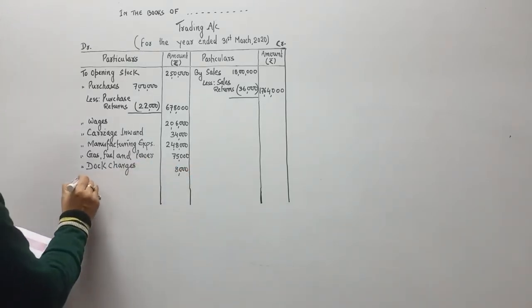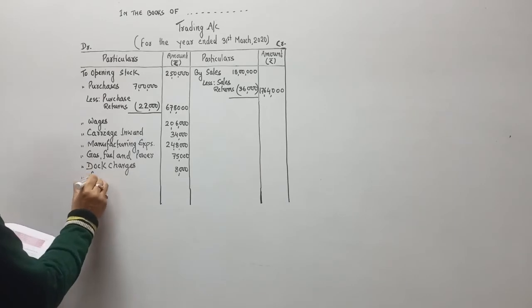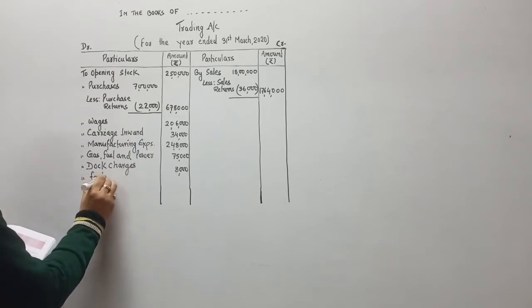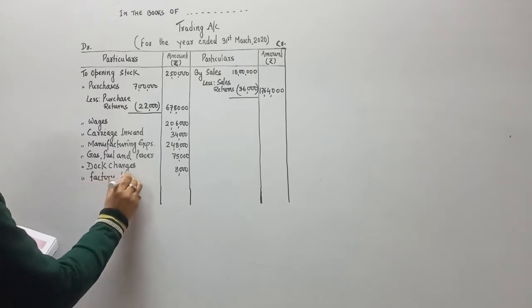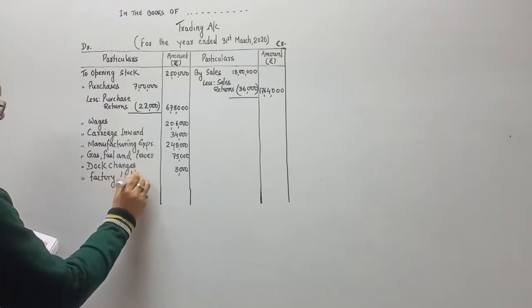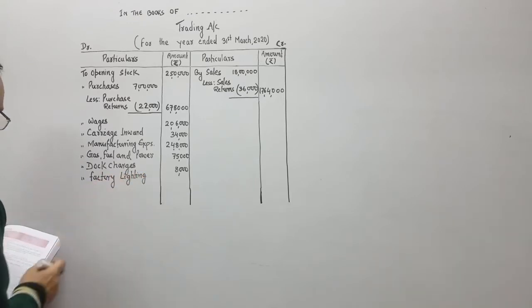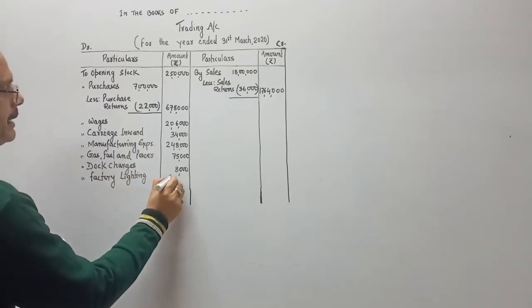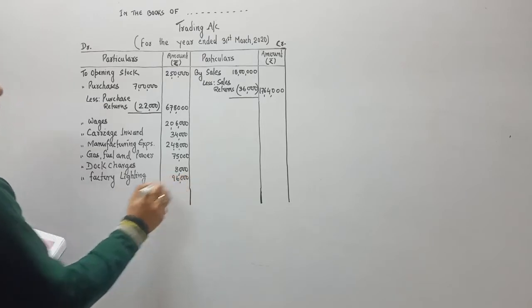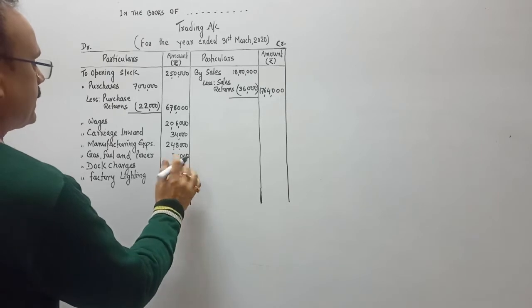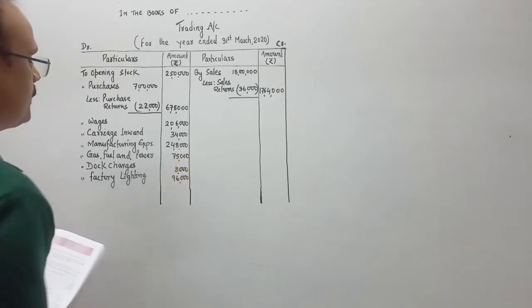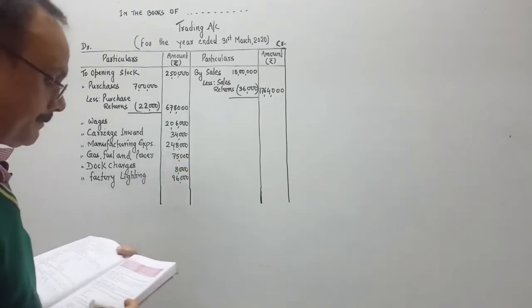Thereafter you see factory lighting. Factory lighting is also a direct expense. What's the amount of factory lighting? Factory lighting is 96,000.